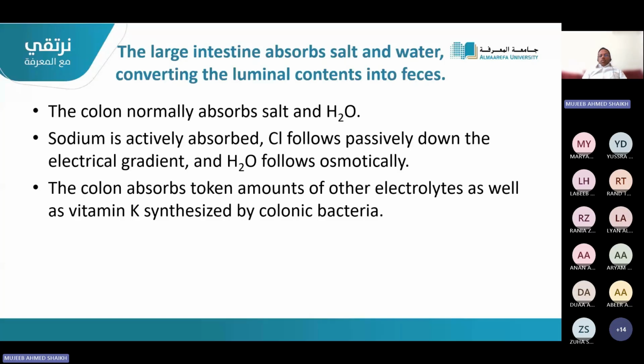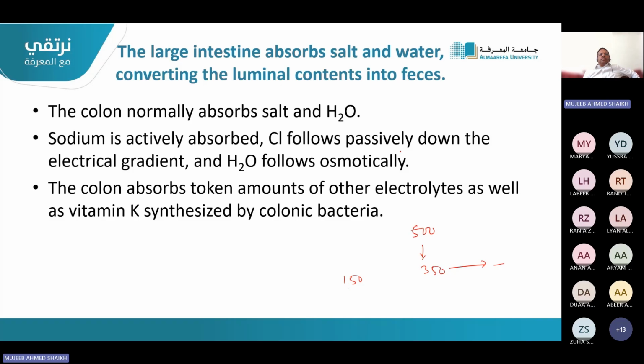So what large amount is absorbed here? A large amount of water will be absorbed, as we have seen in the previous lecture, that 500 ml of the content is poured in. Out of that, 350 will be taken back into the circulation. So what remains is 150 ml of undigested food and a little water, some electrolytes, some bacteria, some shed cells, like epithelial cells.